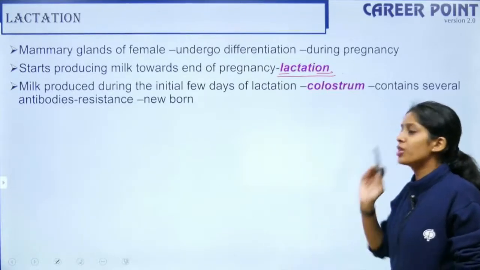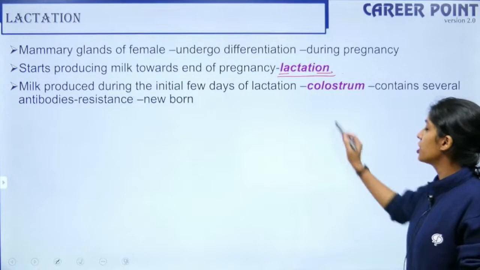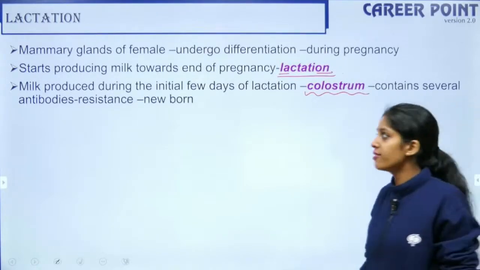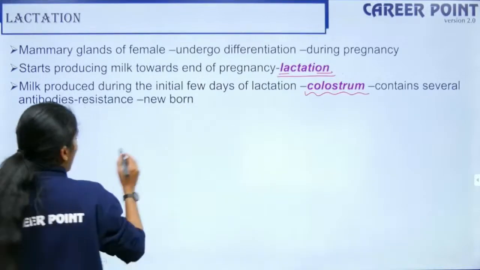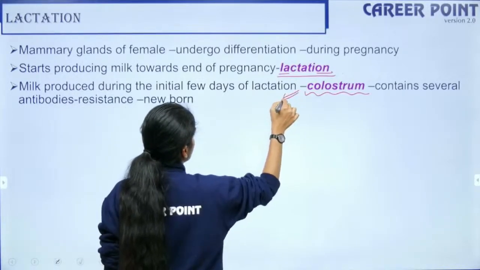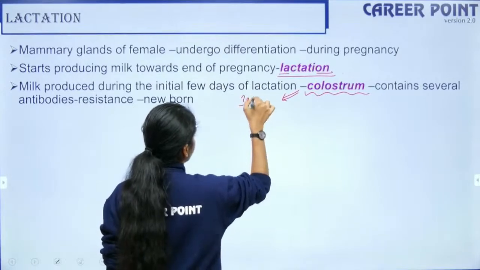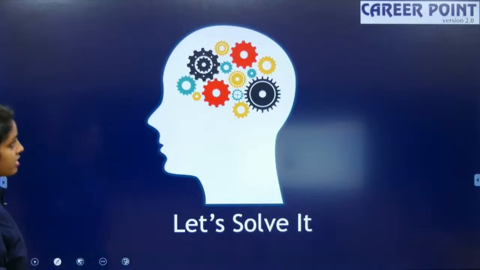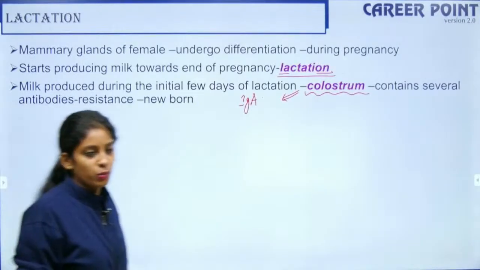The milk produced during the initial few days of lactation is known as colostrum. It contains several antibodies which give resistance to the newborn. The antibody present in colostrum is IgA. A stands for alpha, right? Yes. So with that we are done with human reproduction.